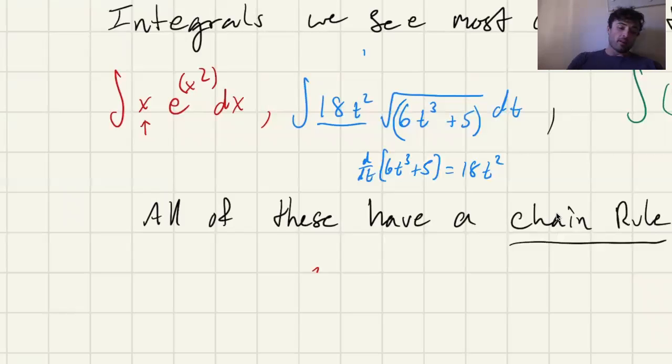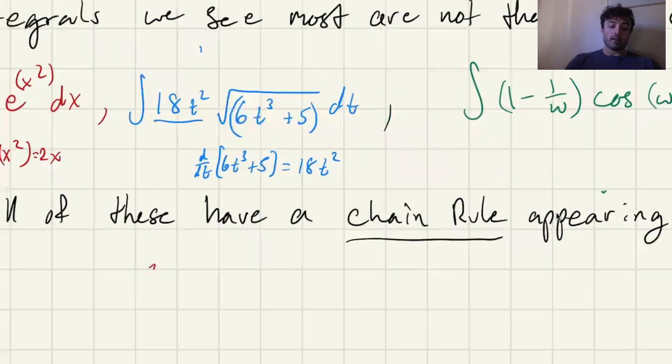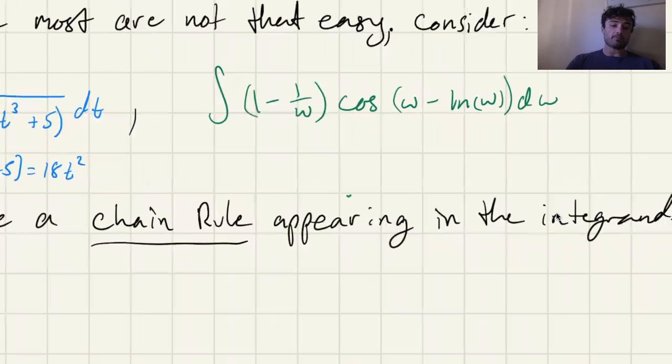Now, in red, if I were to take the derivative of x squared, I don't get exactly x, I get 2x. But it turns out if you just have to rescale by a constant, that's good enough to signal that a chain rule happened. Let's look at one more. If I were to take the derivative with respect to w of w minus the natural log of w, I would get that 1 minus 1 over w that we're seeing.